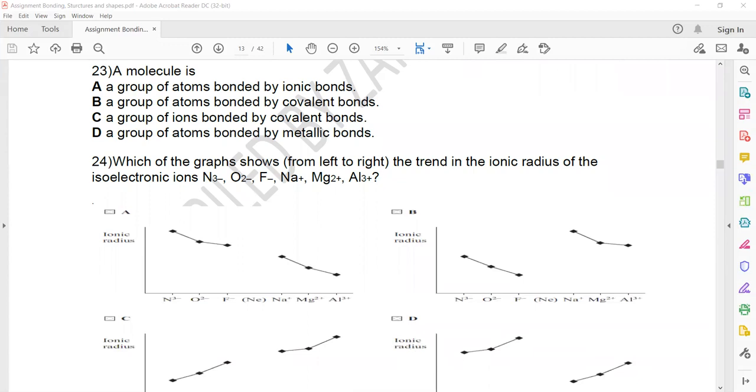In question 23, a molecule is, what is a molecule? A group of atoms bonded ionic? No. A group of atoms bonded covalent, because we have covalent molecules. For ionic, we say it's a lattice and the regular arrangement is there. A group of ions, there are no ions in covalent bonds, and a group of atoms bonded by metallic, that's also wrong. So basically, a molecule is a group of atoms bonded by covalent bonds.